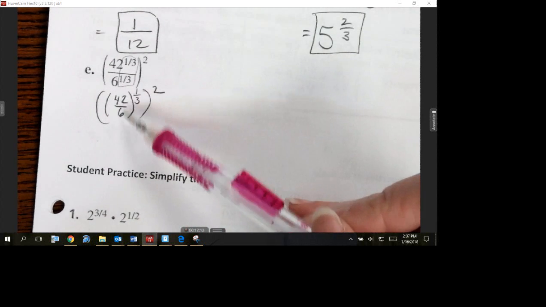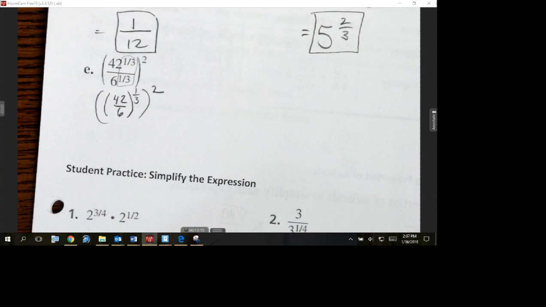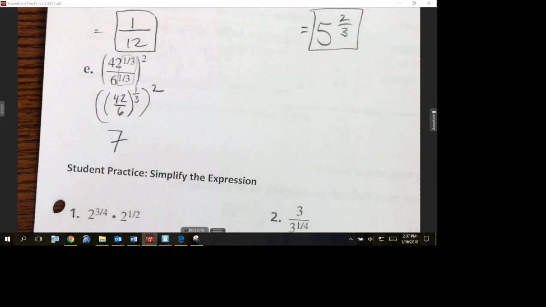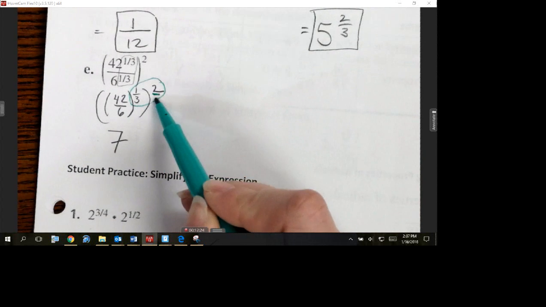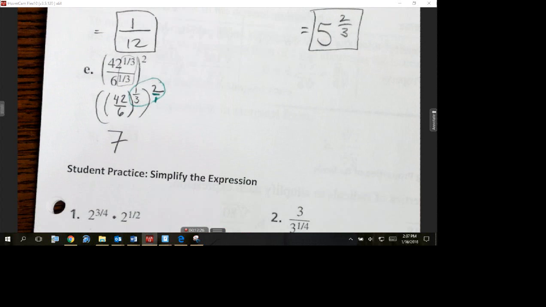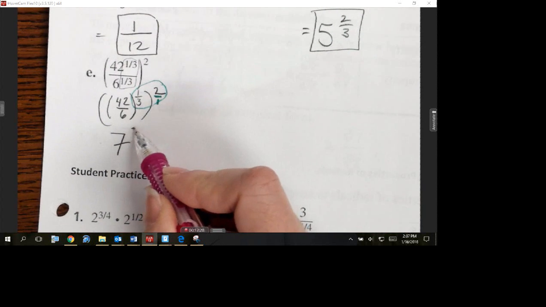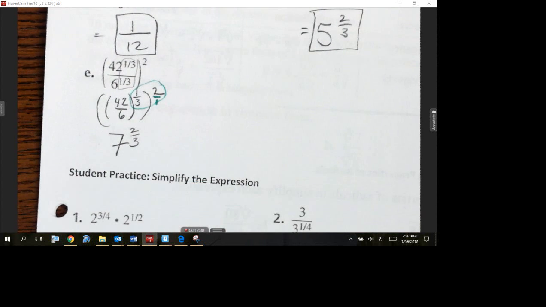Okay. 42 divided by 6 now is by itself, so what's 42 divided by 6? 7. And then we've got the 1/3, and then the 2, which we can put over 1. Multiply those together, what do we get? 2/3. Is 2/3 reduced? No. Can 7 be factored? No. Prime. So we're done.